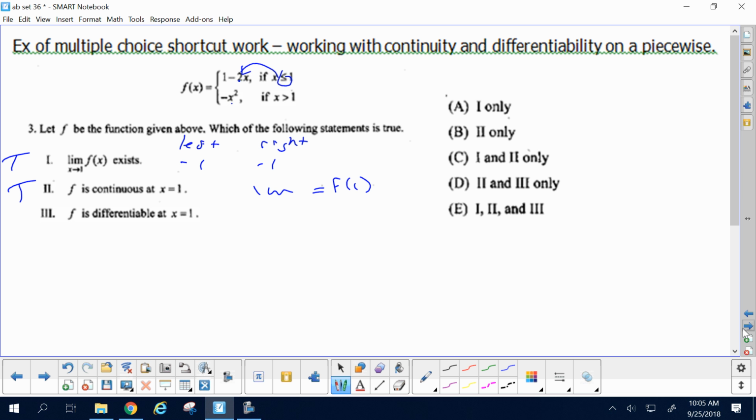Differentiable, that means do the derivatives equal at x equals 1. So the first function, what's its derivative? Negative 2. Okay? What about the second one? What's the derivative? Negative 2x at 1, negative 2. So is that true? It is true. And so those are all true. The answer is B. All right.